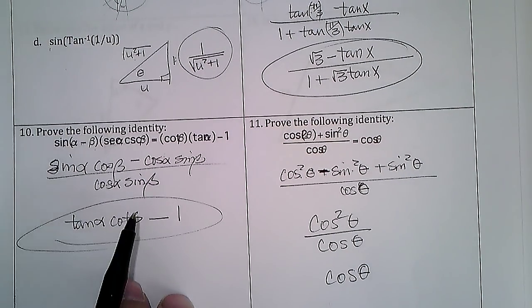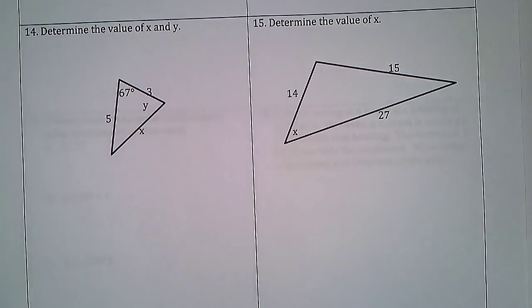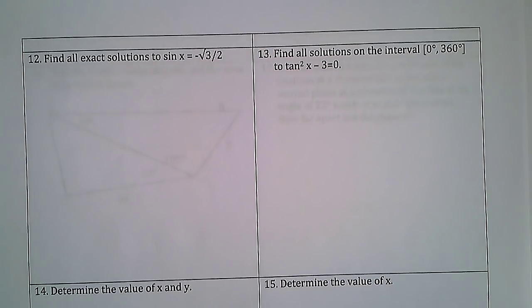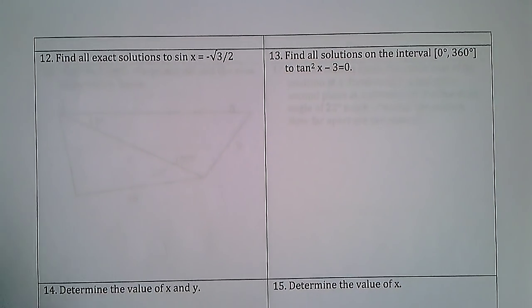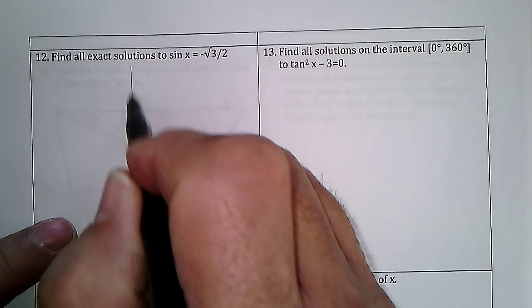The next page, if I can get it to happen here. Find all the exact solutions to sine of x equals negative square root of 3 over 2. Where is that?